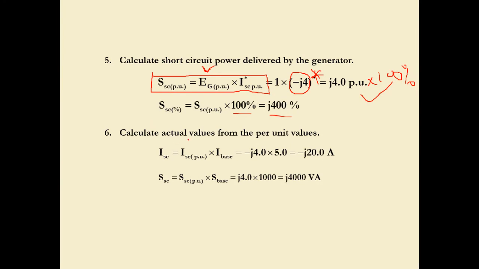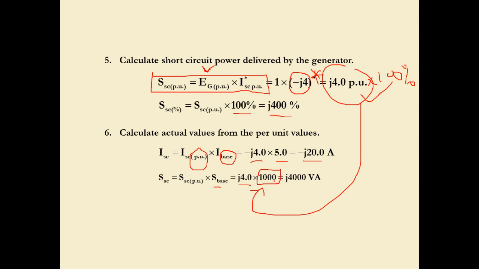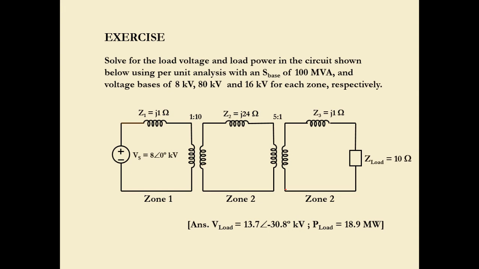Now calculate the actual values from the per unit values. So I short circuit is equal to I short circuit PU multiplied by I base. So negative J4.0 multiplied by 5 ampere, which is the I base we calculated at the beginning of the analysis, gives negative J20 ampere. Again, for the S short circuit actual, the PU value picked from here is multiplied by 1000, which is the kVA base, giving J4000 volt ampere.